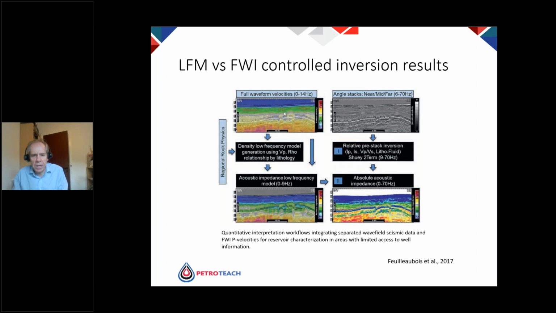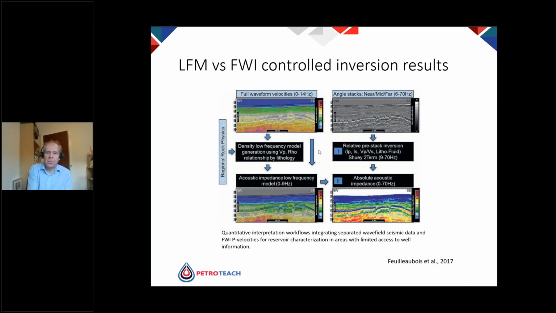So here's my seismic data. Here's my full waveform inversion velocities, and we're using the FWI velocities as our low frequency model. So we're not using the well control; we're going to use the velocities. What we can get out is an absolute acoustic impedance output.